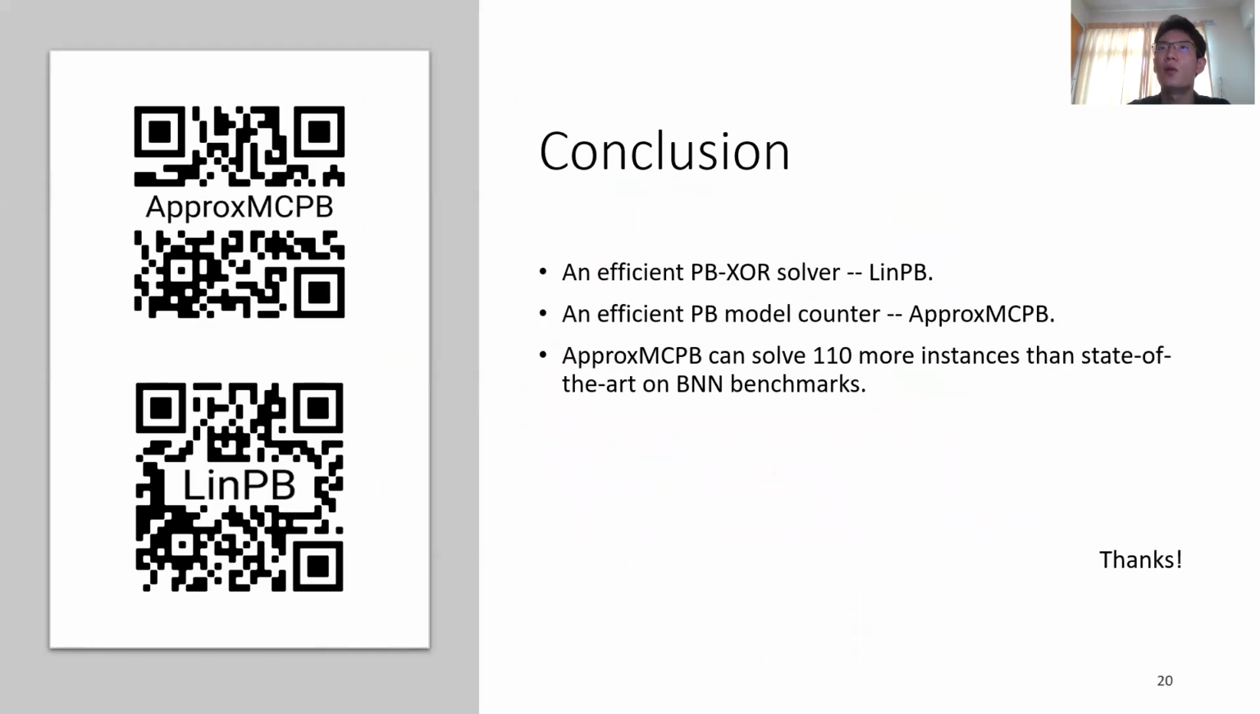In conclusion, we presented an efficient PB-XOR solver, LinPB, in this talk. Built on top of LinPB, we presented an efficient PB model counter, Approx-MC PB. Approx-MC PB can solve 110 more instances than the prior state of the art on BNN benchmarks. The code has been published online. You can scan the QR code on the left to access the source code.